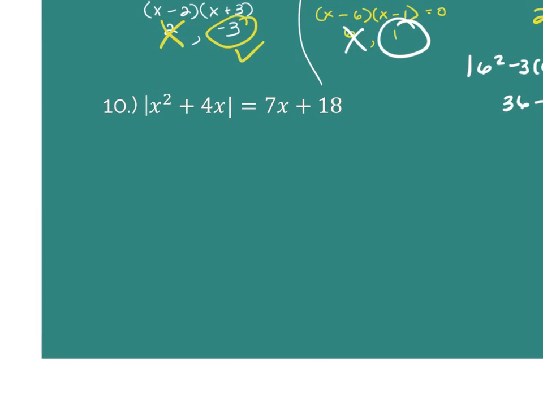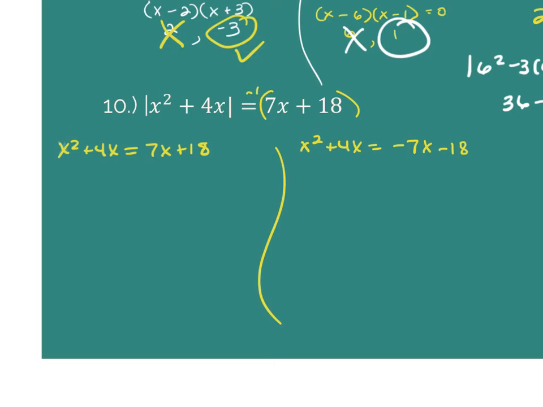Oh, okay. So now I'm going to say x squared plus 4x equals 7x plus 18. And then x squared plus 4x equals negative 7x, because I'd have to do the negative 1 times both, minus 18.